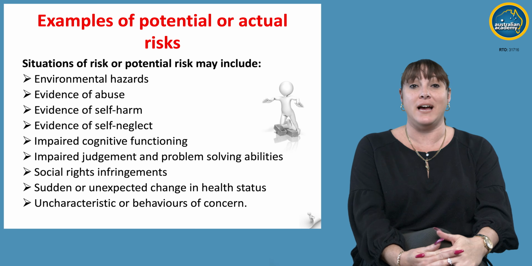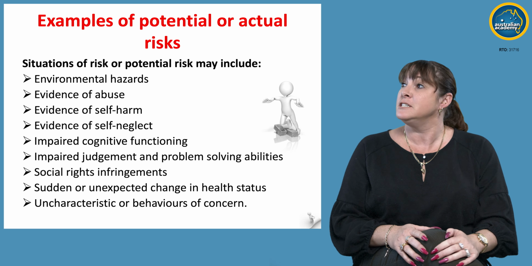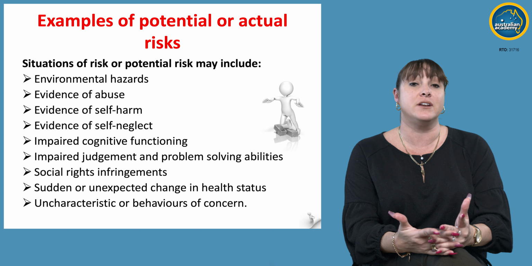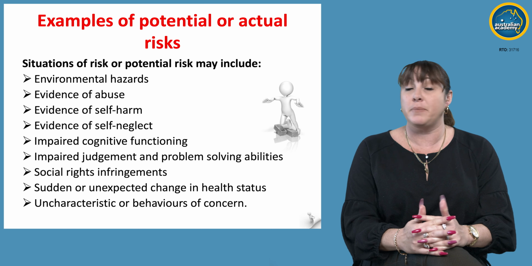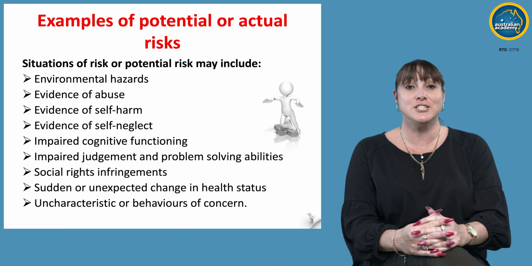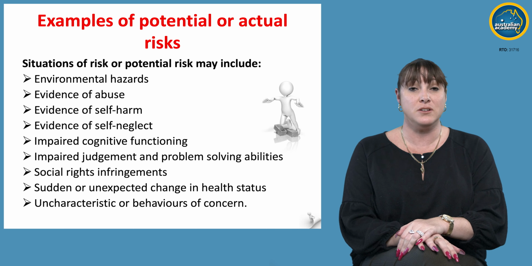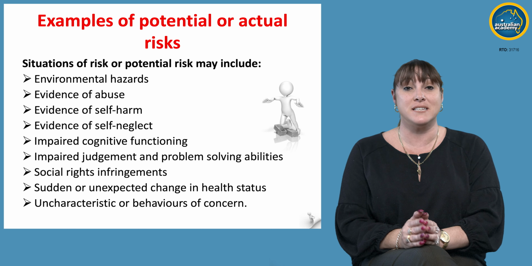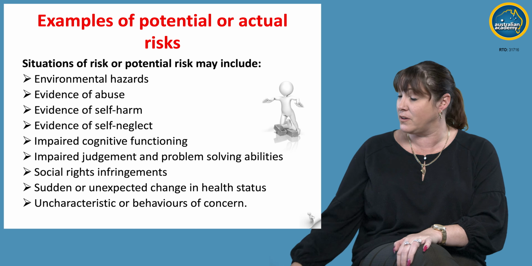Examples of potential or actual risk. So this could come down to anything from the environment, evidence of abuse, evidence of self-harm, depression, anxiety, impaired cognitive function, socially isolating, uncharacteristic behaviours of concern, and any of those things that you may see changes in your clients with, you need to ensure that you report to your supervisor.